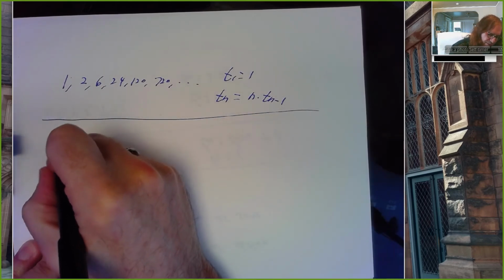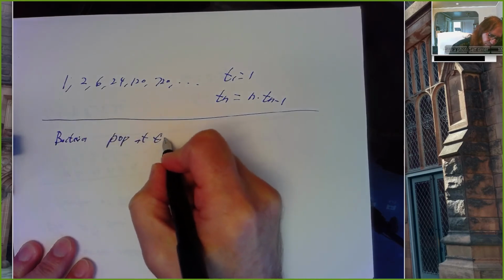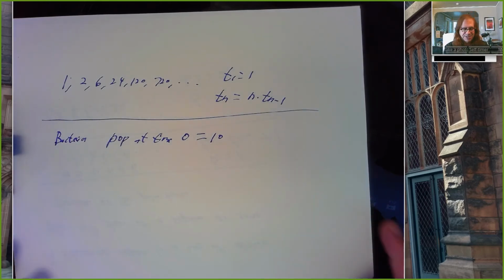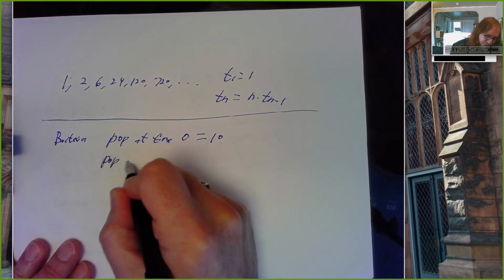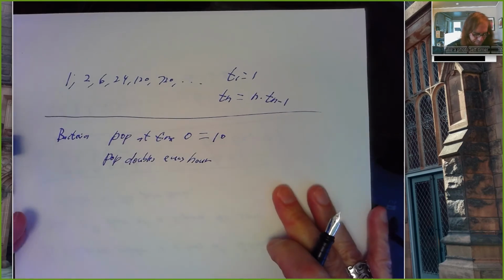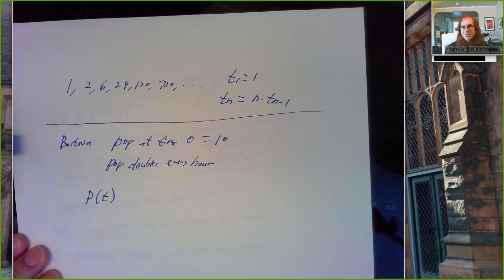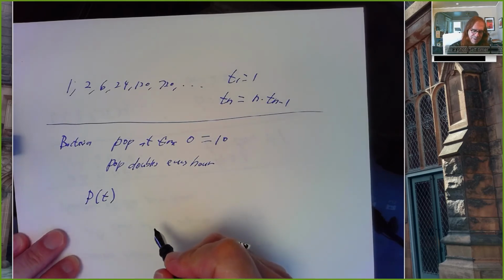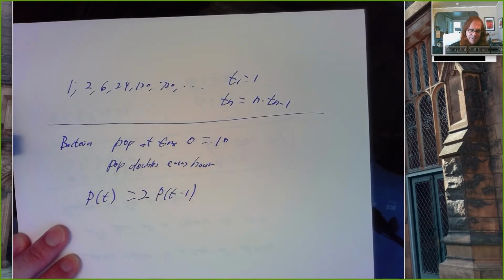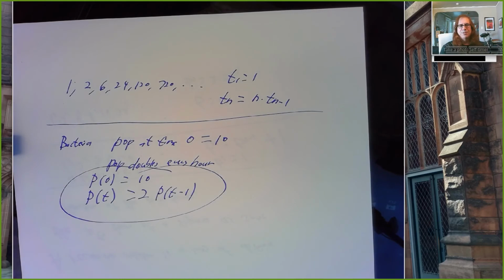So let's suppose we have a bacteria population. And suppose its population at time 0 is equal to 10. There's 10 little bacteria hanging out somewhere. And suppose the population doubles every hour. So we can immediately define a recurrence relation for the population at time t, where t is in hours, and simply state that the population at time t is equal to twice the population at t minus 1, and an initial condition that the population at time 0 is equal to 10. And there's our recurrence relation.